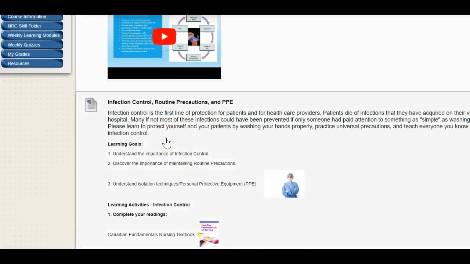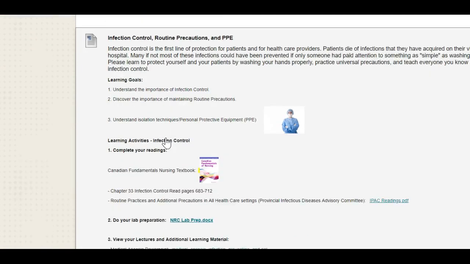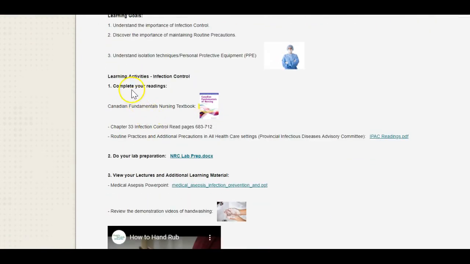Then you will see the learning goals of what it is that we're trying to help you to achieve. It then outlines the readings and any sort of preparation that you need to do. As part of your preparation for lab, you need to complete the NRC lab prep document. So what you can do is click on the following link. It will open up a Word document with a set of questions about the weekly readings that you need to answer to be ready for lab.